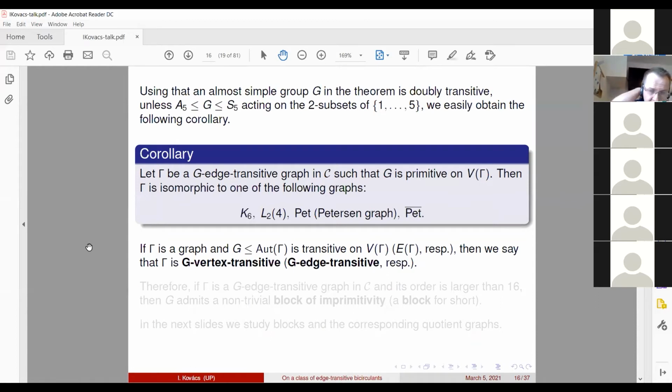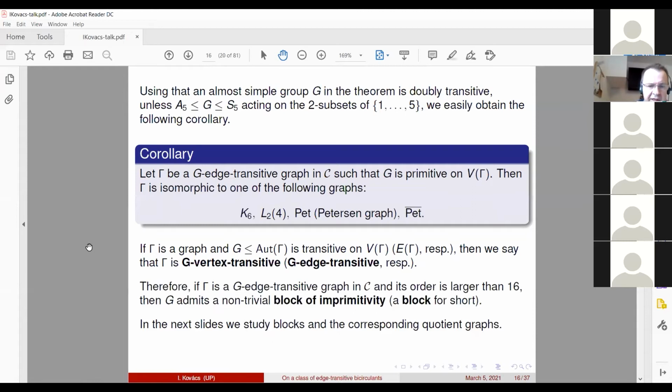So if you want to study this problem, we can assume right at the beginning, if the graph has a group acting transitively on the edges and the vertices, we say that the graph is GH-transitive and GF-transitive, and we can assume right at the beginning that there is a non-trivial block of imprimitivity for this action, or shortly, I will just say a block. In the next slides, we study blocks, and we also study the corresponding quotient graphs. This analysis was the crucial part of the proof.